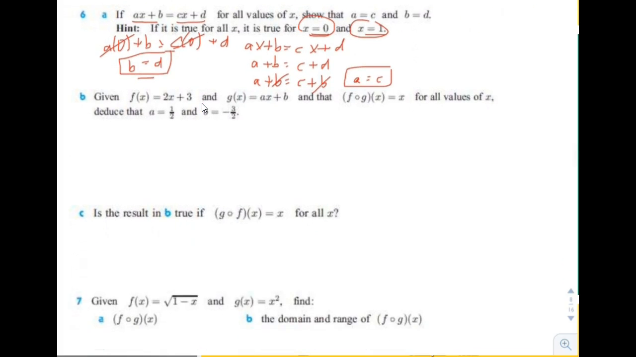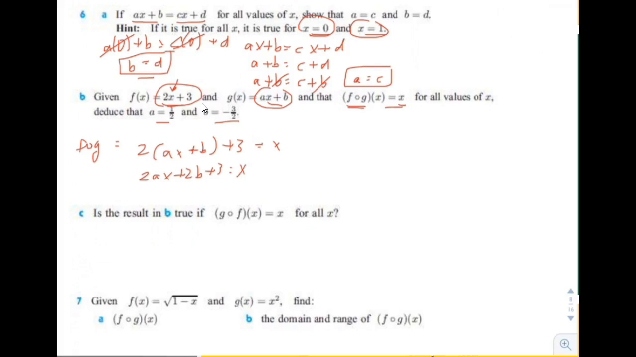Okay. B. Given that the function f is 2x plus 3, and the function g is ax plus b, and that f follows g equals x for all values of x, deduce that a equals 1/2 and b equals negative 3/2. Okay, so if f follows g is equal to x, f follows g would be ax plus b, and then that goes into the input of f, which would be 2 times something plus 3. And they already said that f follows g is equal to x, so we can set that equal to x. Then we just simplify the left side. 2ax plus 2b plus 3 equals x.